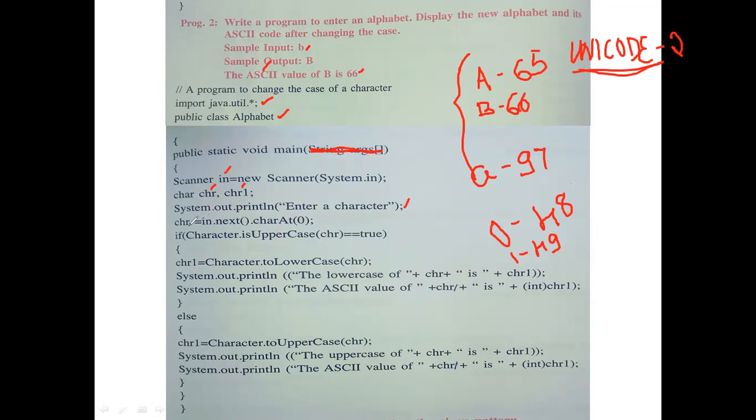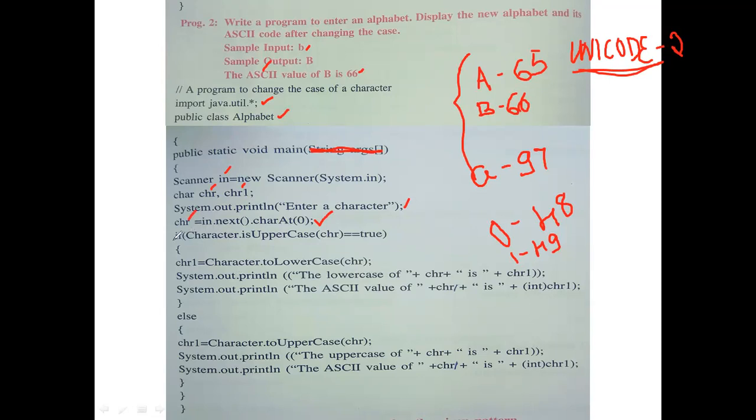What to enter a character? CHR is equal to in dot next. See, in dot next. Char 0. Hope you remember this line now, because we discussed the same thing in the previous program, right? So we accepted one character and stored it in the CHR variable. It may be an alphabet, a number, or a special character, I don't know. Whatever they enter will come to the CHR variable.